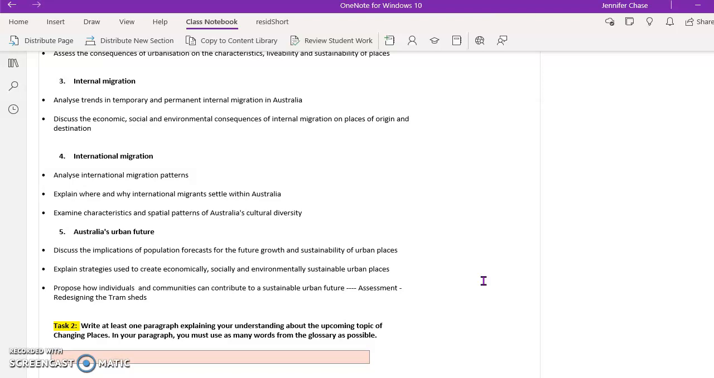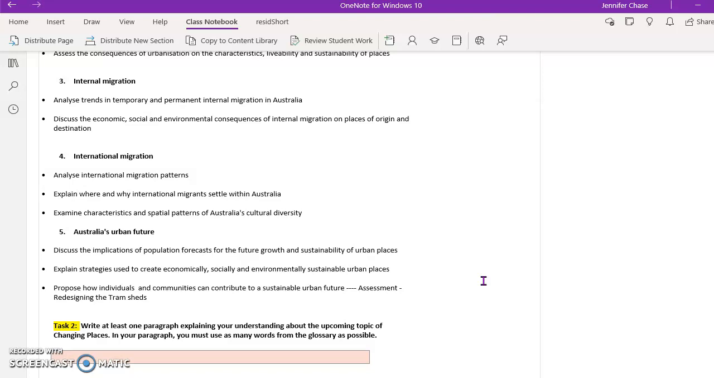We're going to explain those strategies that are used to create sustainable urban places, basically. And again, we'll hopefully have time to look at some other cities around the world that are bringing in strategies to ensure that their cities, while growing, are remaining sustainable environmentally, economically, socially, and a nice place to live. And last but not least, you are going to propose how individuals and communities can contribute to a sustainable urban future.